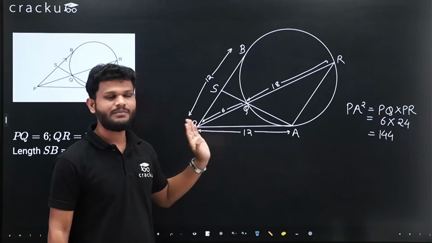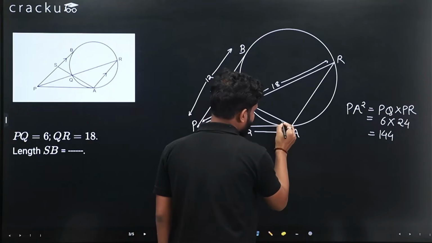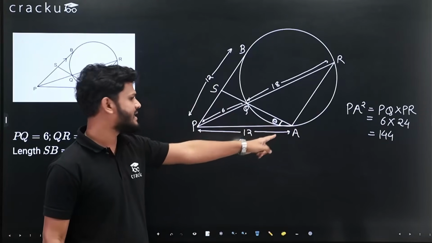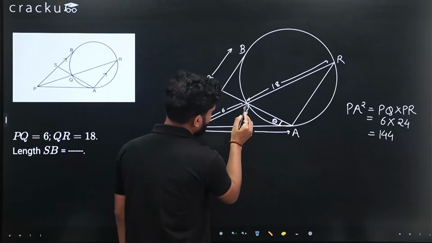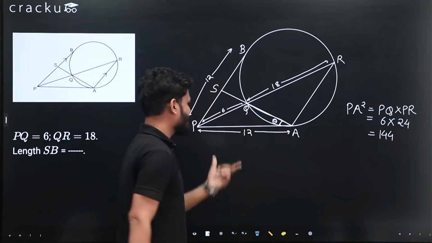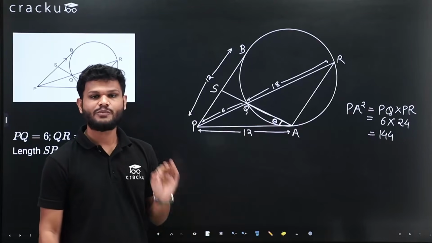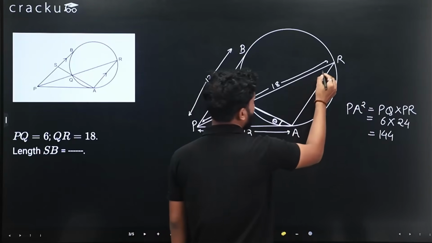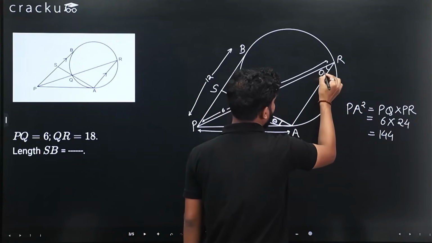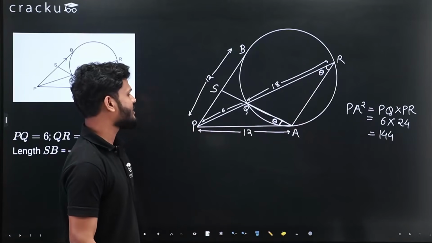Till now, we have used some properties of circle. Let us see one more property of circle. Let us say this angle PAQ is theta. You can see this is a chord and this is a tangent, so this is an angle between chord and tangent. By the alternate segment theorem, this angle will be equal to the angle subtended by the chord at the circumference of the circle. So QRA will also become theta.